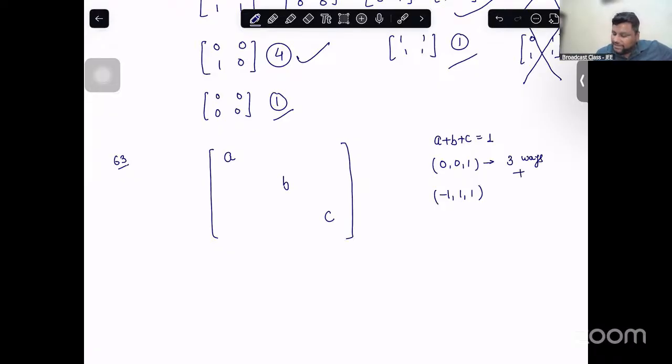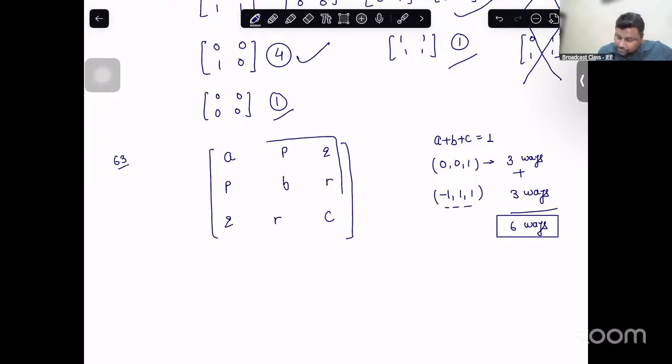And in how many ways can these three entries be placed in A, B, C? Again, three ways. So there are a total of 6 ways to design the diagonal. Now, after designing the diagonal, P, Q, R you have to decide. The lower triangle is itself going to have values as P, Q, R.